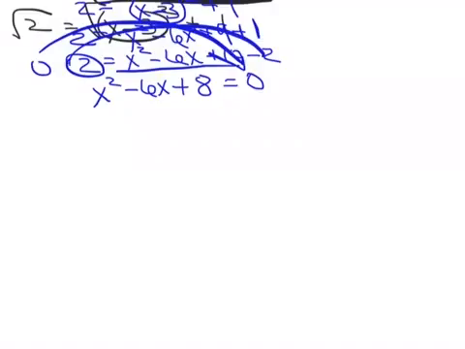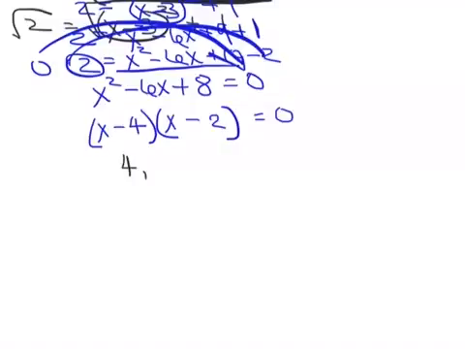Okay, so what are we going to do with that? Well, we're going to factor it into two binomials. Negative 4 times, oh, that one has to be negative 2, doesn't it? In order to multiply negative 4 times negative 2 to get positive 8 and add to get negative 6. So that means that my x value that I was looking for is going to be either 4 or 2.